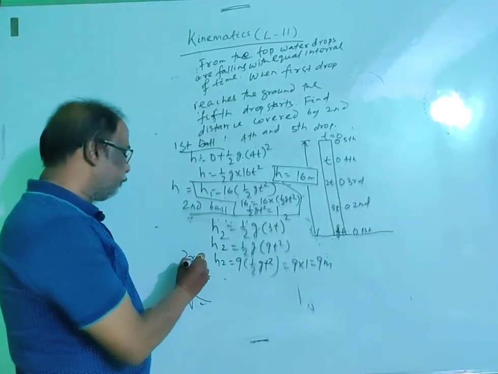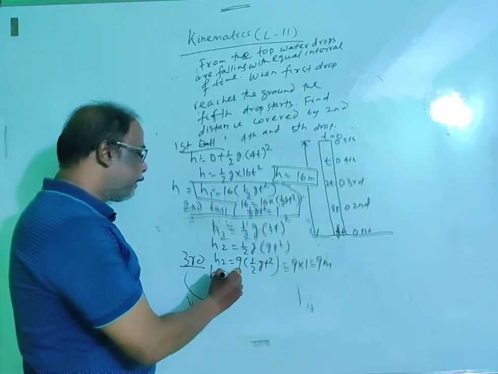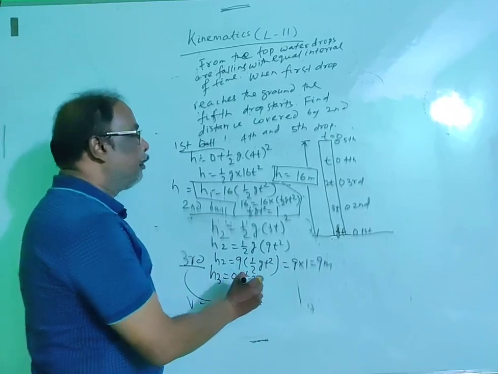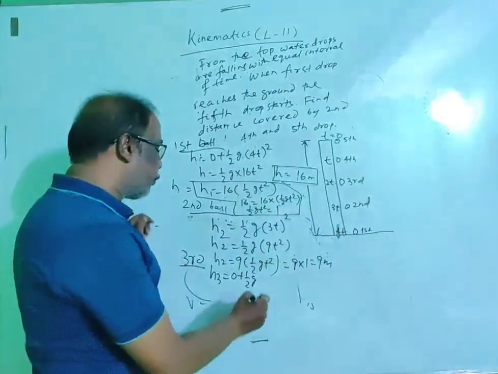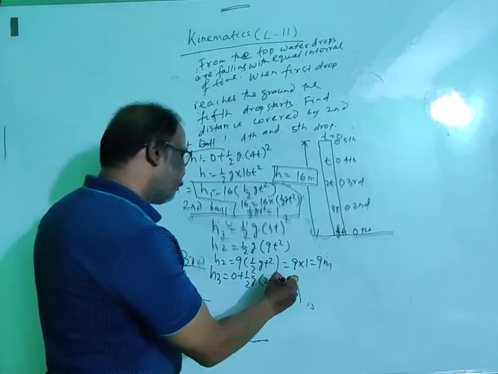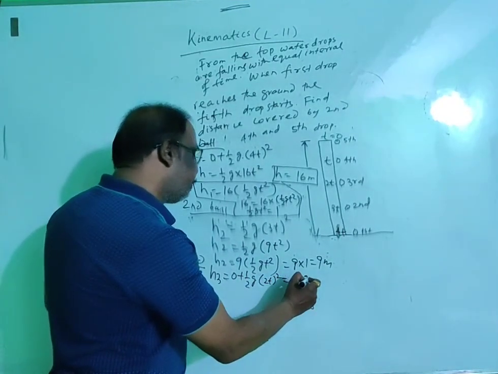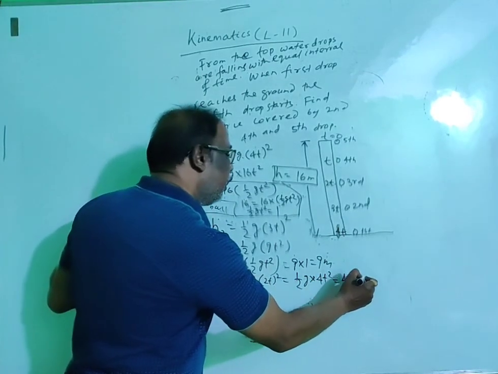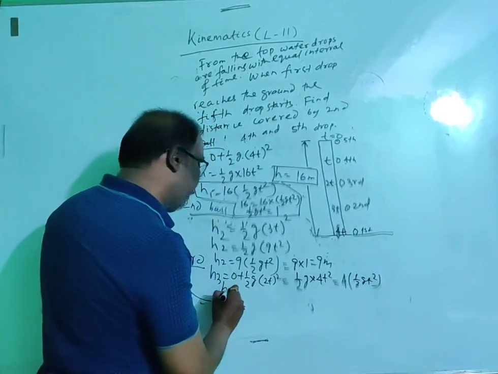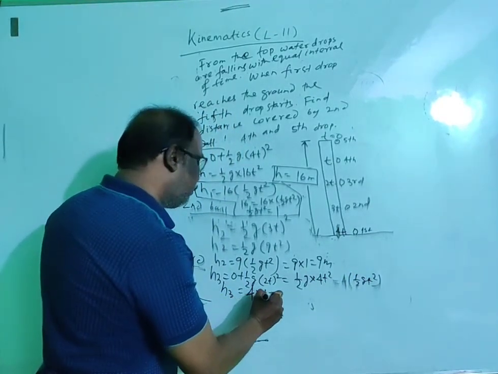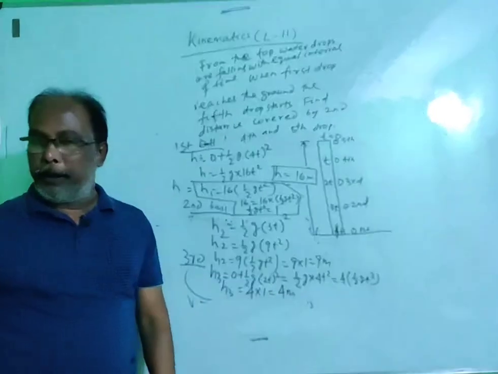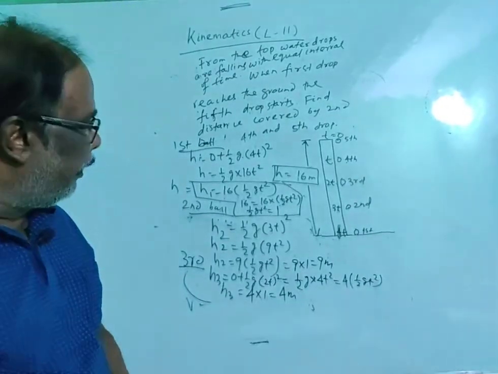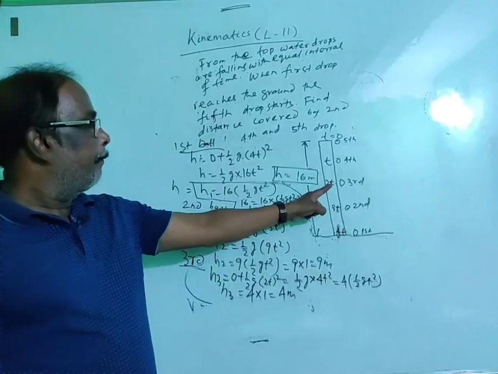For the third ball, let's take height is h3. Again, ut is 0, 0 plus half g. For the third ball the time is 2t, means 2t square. So this will come half g into 4t square, that equals 4 into half gt square. And h3 will be 4 into 1, that equals 4. Is it clear? Yes, so 9 meter, 4 meter, and the third ball.